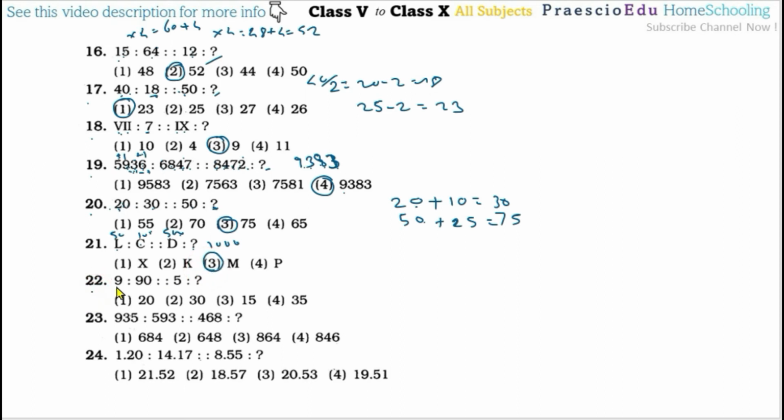Then question number 22: 9, then 95, then question mark.